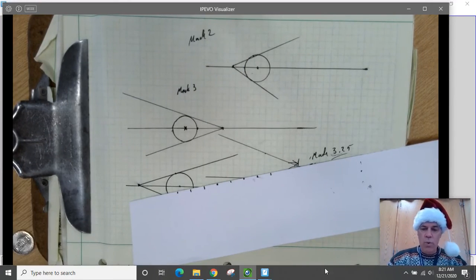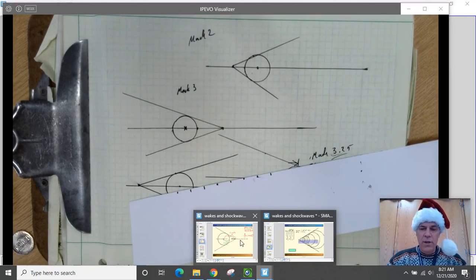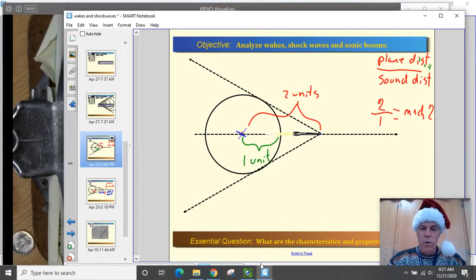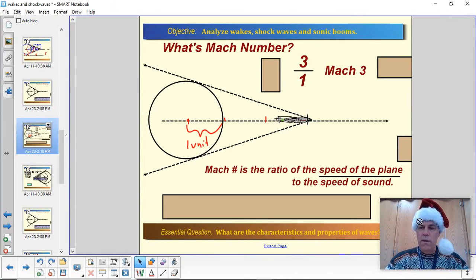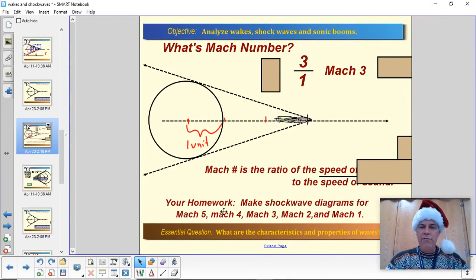So once again, your homework is to create shockwave diagrams for Mach 5, Mach 4, Mach 3, Mach 2, and Mach 1. The Mach 1 one is a little bit tricky, but remember, all these shockwave diagrams that you make, you have a line which is touching the nose of the plane and is tangent to the circle on each side. And the slower it goes, the more vertical it gets.